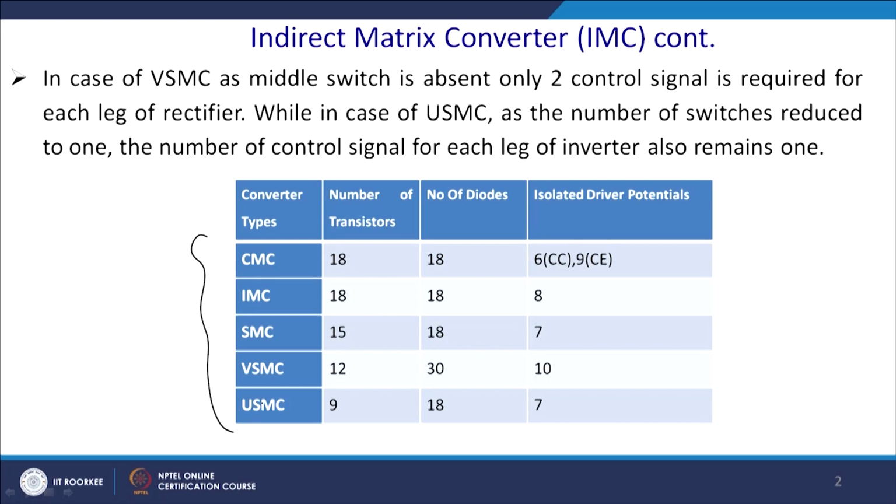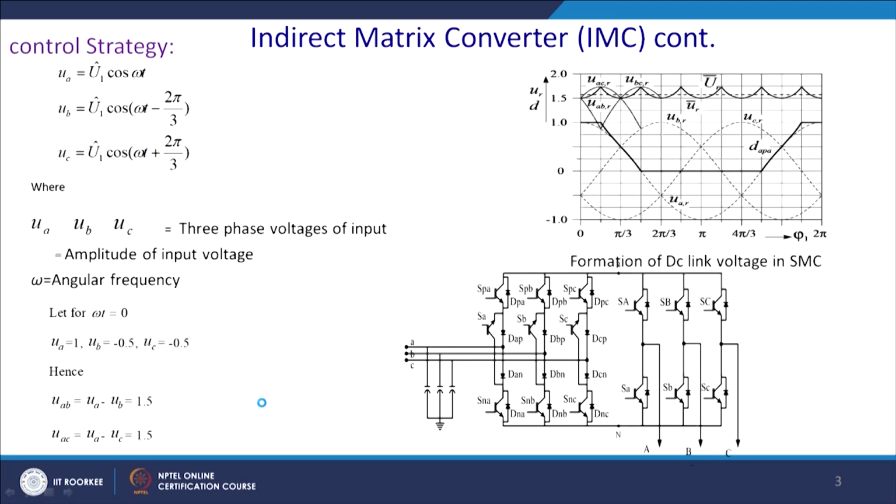We are discussing the indirect matrix converter. We have discussed different topologies. These are the recapitulations of the previous class. Different kinds of topologies have been discussed and the switching count has also been discussed, and now we come to the point of how it is actually controlled.